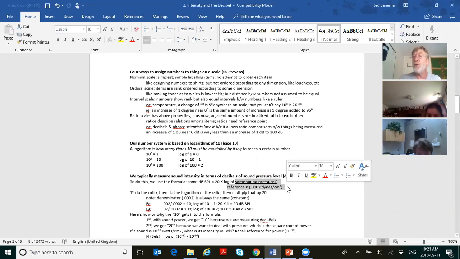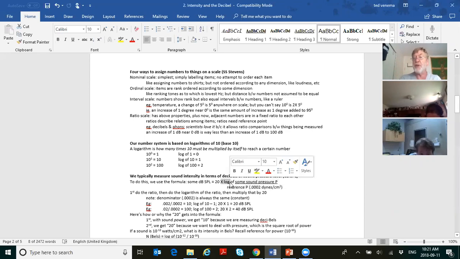Once you've figured out what the ratio is, is it 10 to 1? Is it 100 to 1? What is it? What's the ratio? Then you find out what the logarithm of that ratio is, and you multiply that by 20. So let's do a little example here.